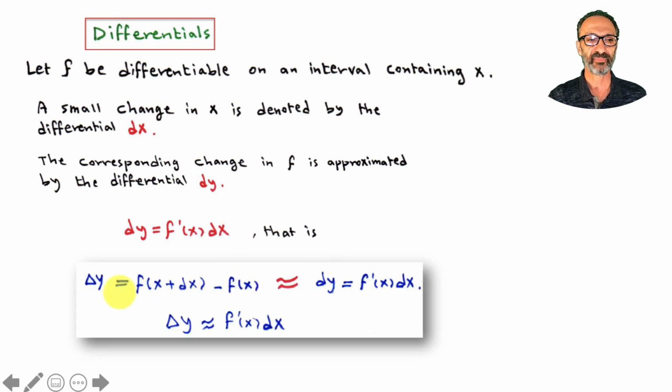That is delta y, the difference between the 2 points on the graph, will instead be approximated and replaced by dy. So delta y is approximately dy, and that is approximately this much right here, f prime of x dx. That's near a.